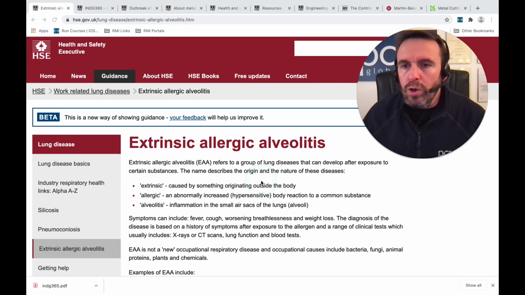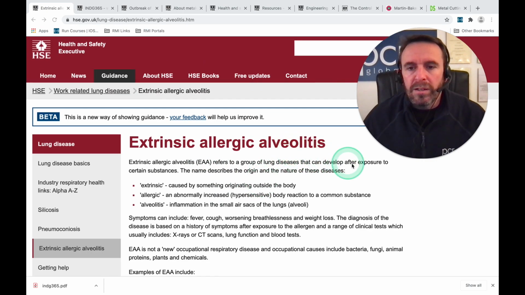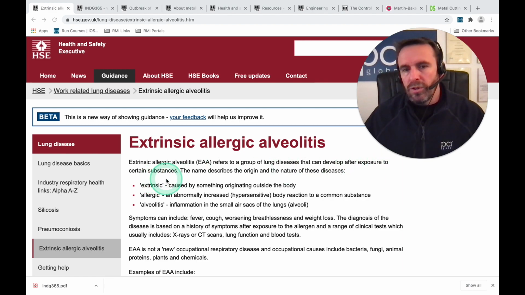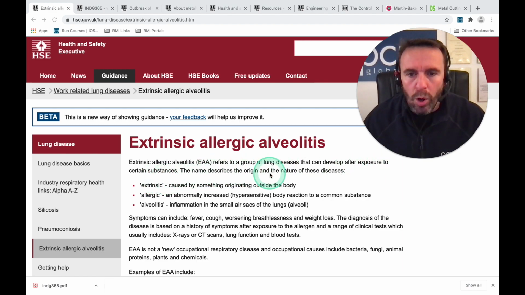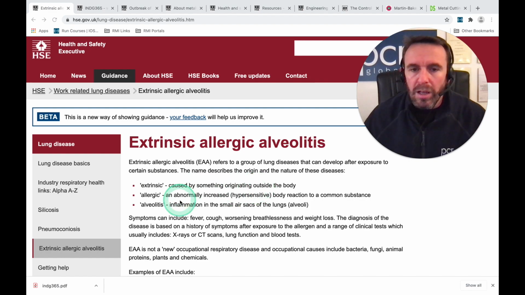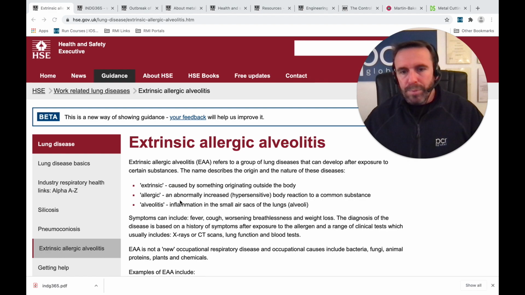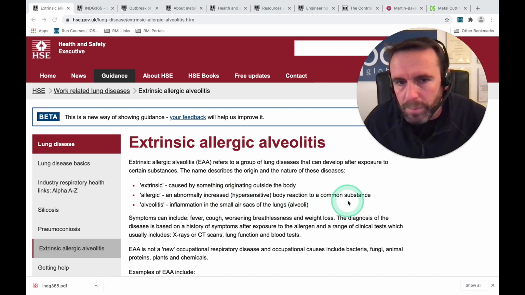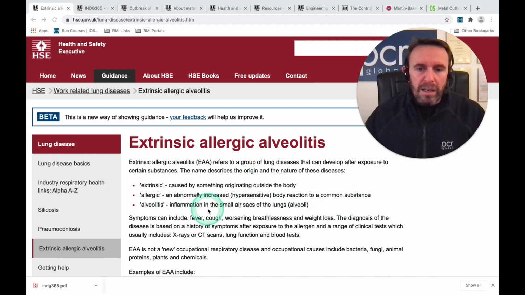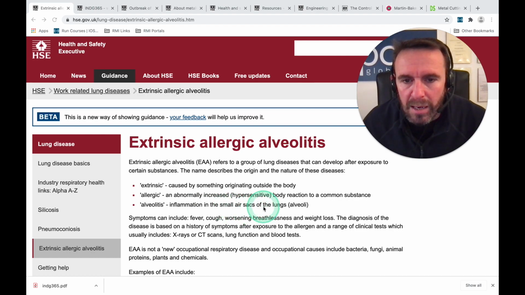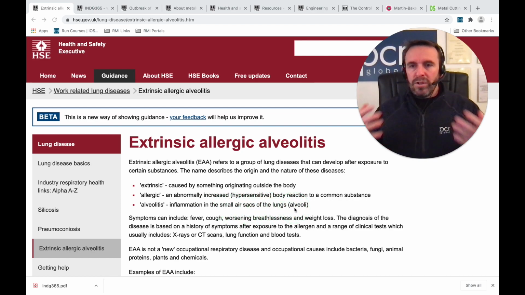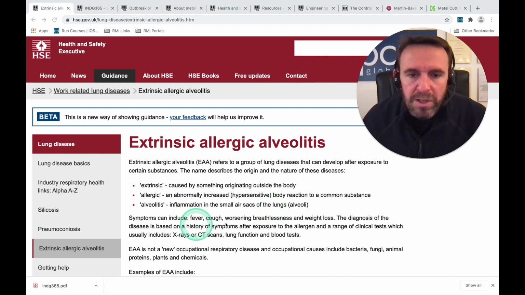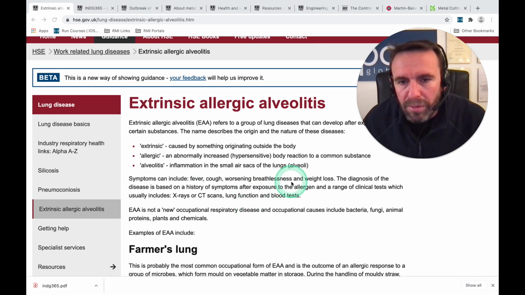EAA refers to a group of lung diseases that can develop after exposure to certain substances. The name describes the origin and the nature of the diseases. Extrinsic: caused by something originating outside of the body. Allergic: an abnormally increased hypersensitive body reaction to a common substance. Alveolitis: inflammation of the small air sacs of the lungs, the alveoli. Symptoms can include fever, cough, worsening breathlessness, and weight loss.